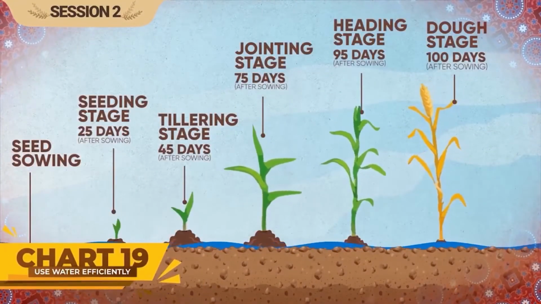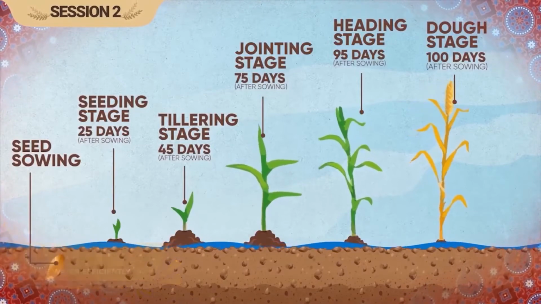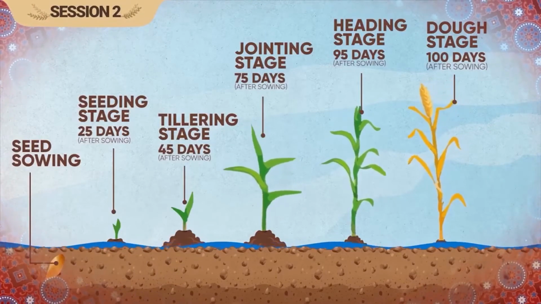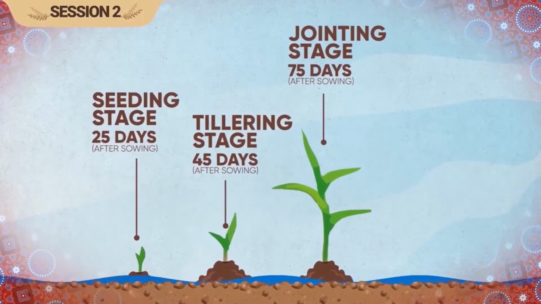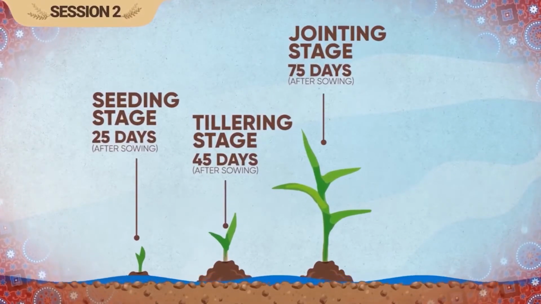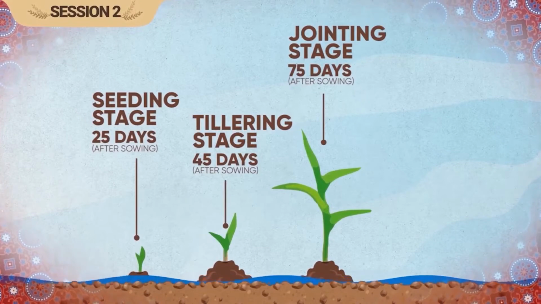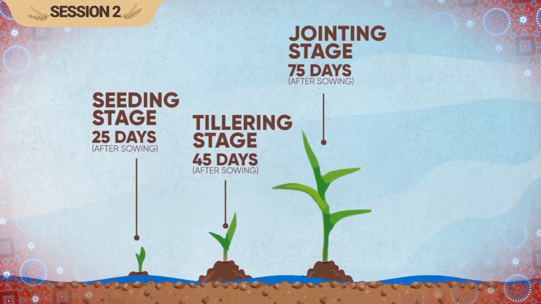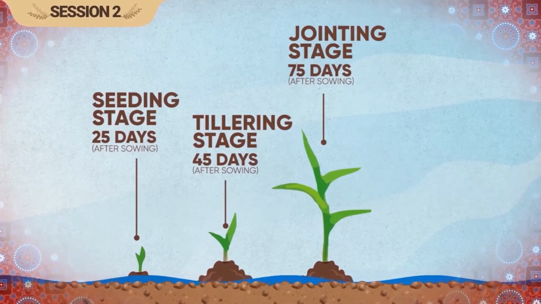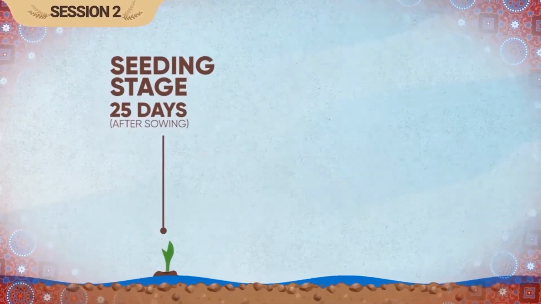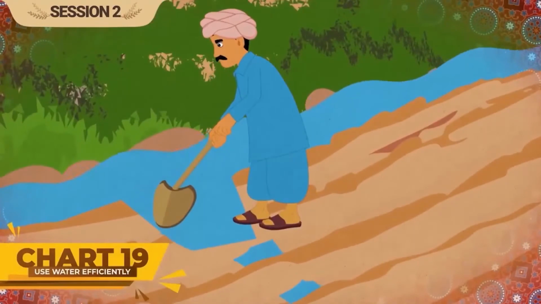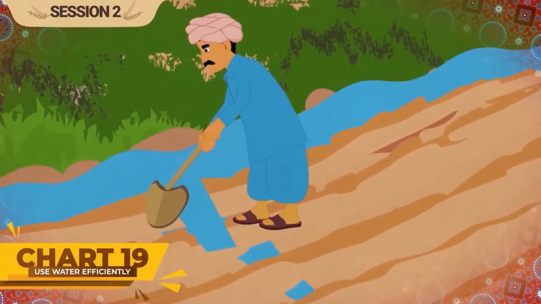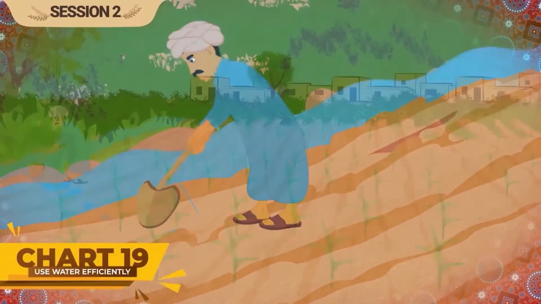Use water efficiently. Wheat crop requires 4 to 5 irrigations at different stages of growth. There are 3 critical stages which increase crop yield, grain quality, as well as improving the efficiency of other inputs such as fertilizers, herbicides, and pesticides. First irrigation should take place normally 20 to 25 days after sowing to maximize the water use efficiency, maintain the bunds, and level the fields.